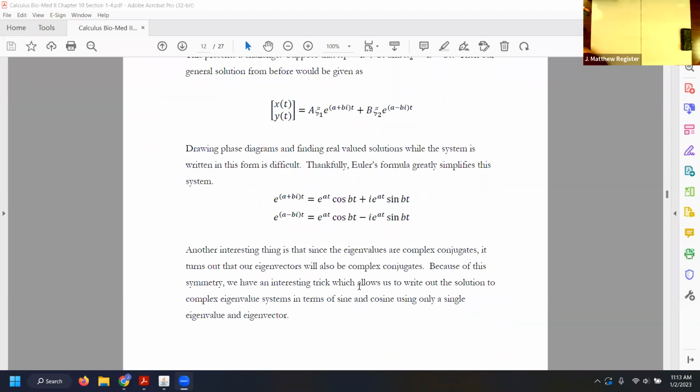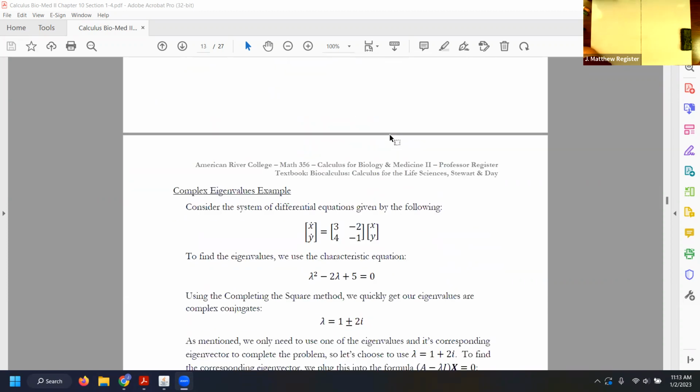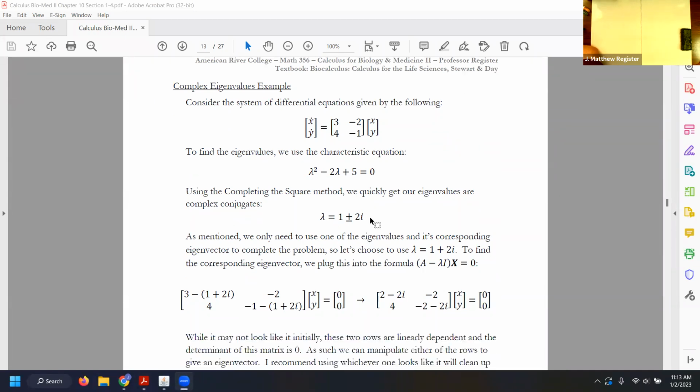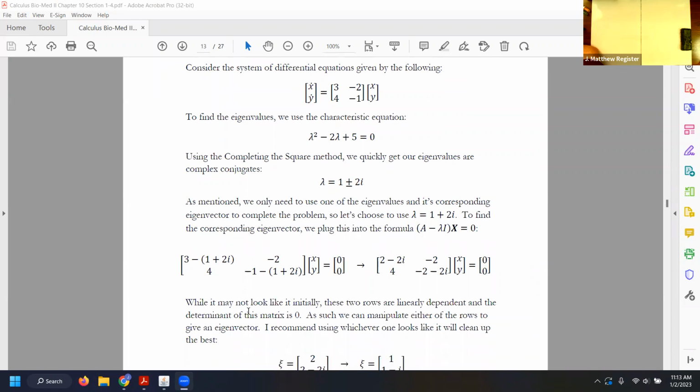And so we're going to be able to take this equation, basically get rid of this second term, and write everything in terms of sines and cosines, where we have one which is a real part and one which is an imaginary part. And so consider this system. This is a nice little system. x dot, y dot equals [3, -2; 4, -1] times (x, y). When we solve this, we get the eigenvalues 1 plus or minus 2i. Now, we can use that eigenvalue and plug it in to find the eigenvector.